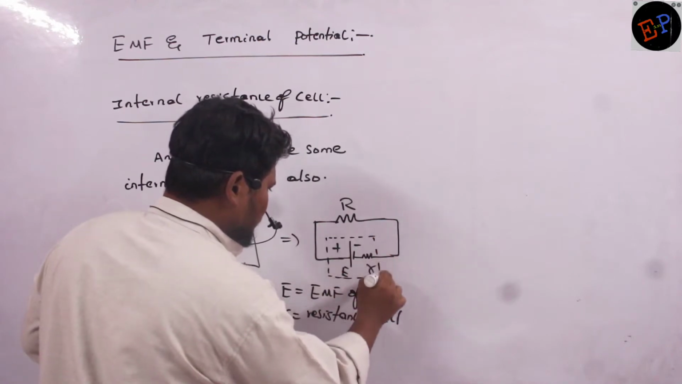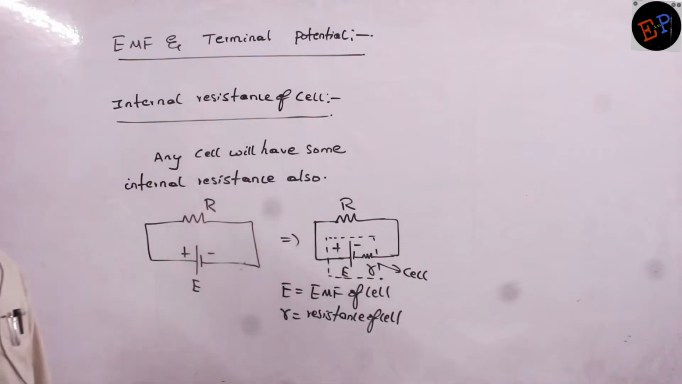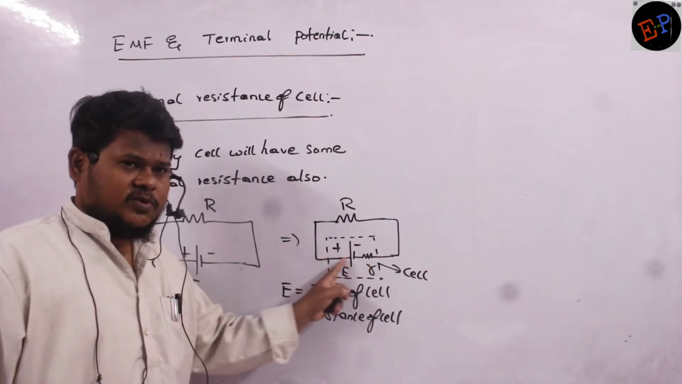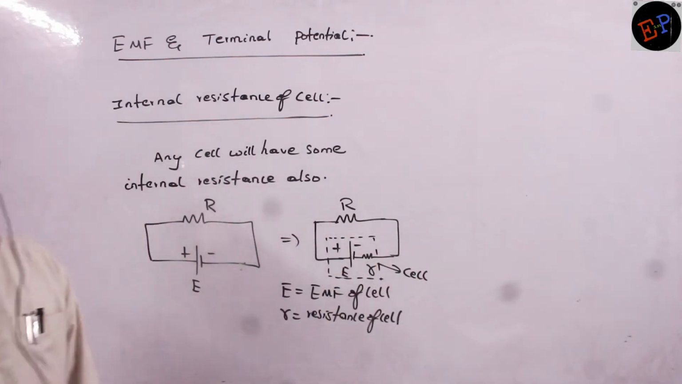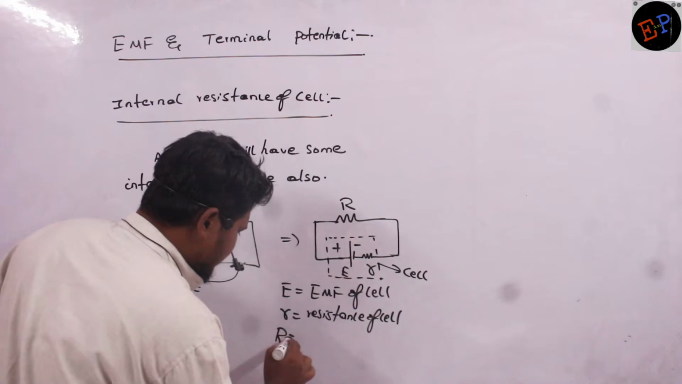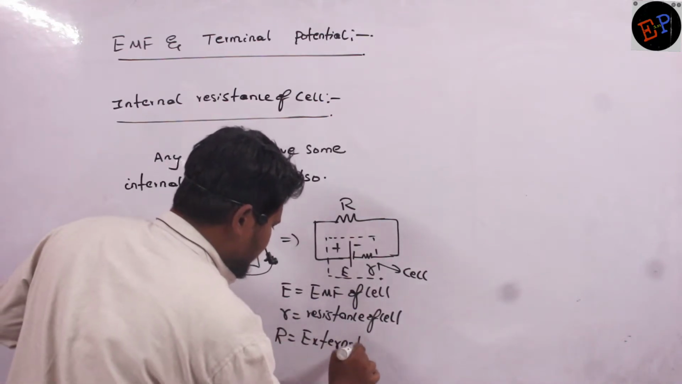This total is called a cell, or a group of cells, you can call it a battery. So the capacity of the cell plus its internal resistance, both of them together are called a cell. Are you able to understand? Now see, and what is meant by capital R? Capital R is called external resistance.